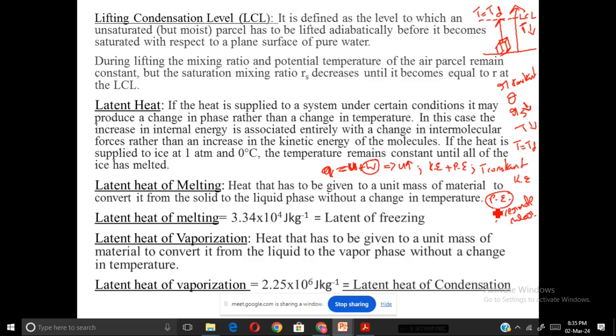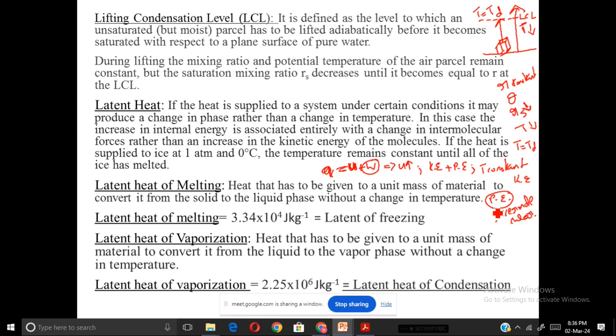When we are supplying heat to ice, which is at a pressure of 1 atmosphere and a temperature of 0 degrees Celsius, the ice will start to melt and the temperature will remain constant until all the ice has melted. So based on the change of phase that is occurring, there are different types of latent heat: latent heat of melting, latent heat of vaporization, latent heat of condensation, etc.